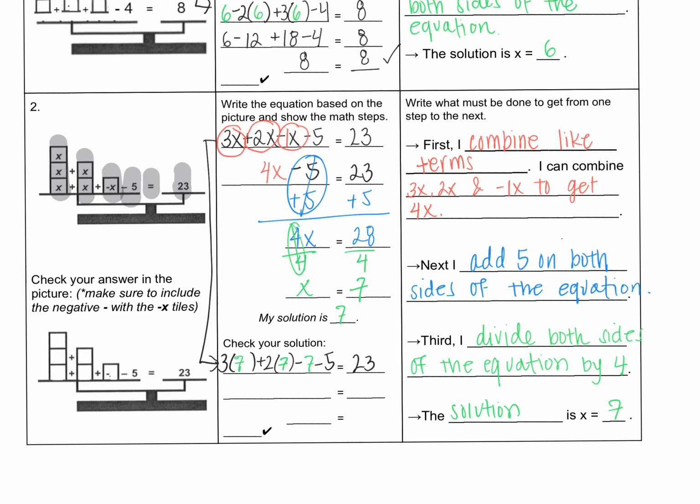Then I use order of operations to simplify the left and right side. On the left side, I'm going to have 21 plus 14 minus 7 minus 5 equals 23. 21 plus 14 minus 7 minus 5 is equal to 23. I have 23 is equal to 23. So this is true, which means my solution is correct.